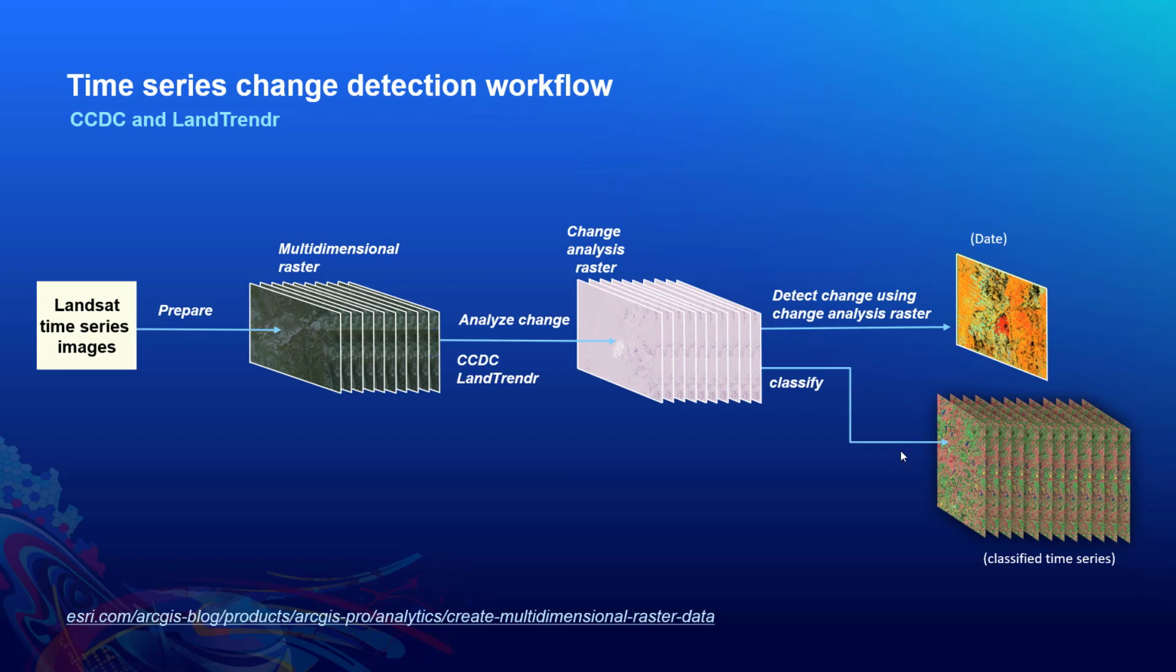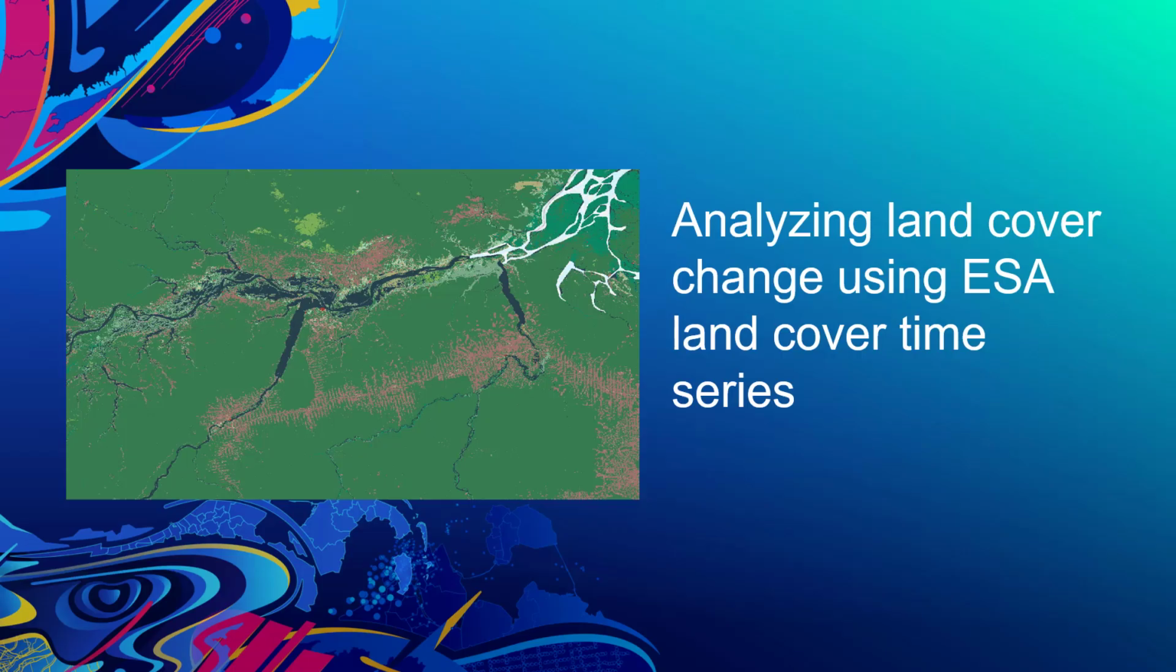So this finishes the brief overview of ArcGIS change detection capabilities. And next, I'm going to use three use cases to demonstrate the capabilities. In the first demo, we will analyze land cover change using ESA land cover time series data.